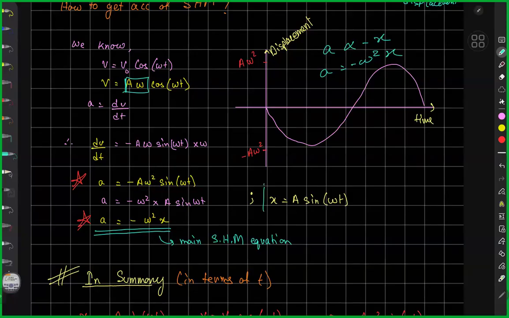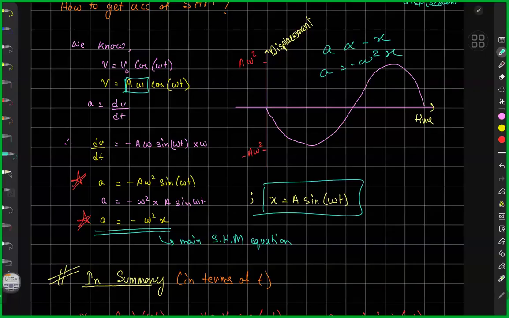Guys, do you remember this equation? Displacement is equals to a sine omega t. We studied this today towards the beginning of class, right? X is equals to a sine omega t. Can I replace a sine omega t with x? Yeah, I can. So I write a sine omega t as x. I keep minus as it is. And voila, a is equals to minus omega square x.